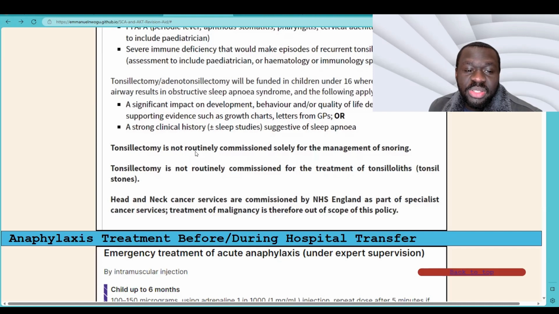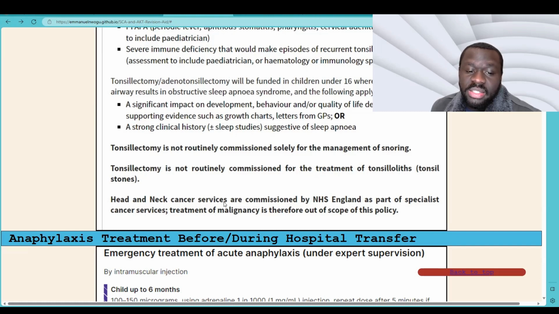Tonsillectomy is not routinely commissioned solely for the management of snoring, because people snore. But if you're snoring and having apneic episodes, and obviously daytime fatigue, which puts you at risk of danger, obviously we should do tonsillectomy. It is also not routinely commissioned for treatment of tonsil stones.